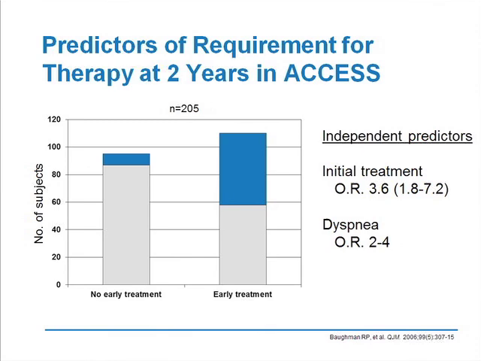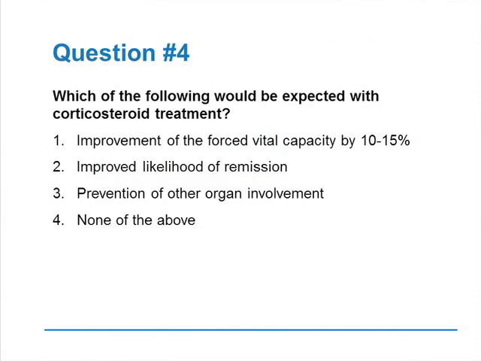If you think about treatment, you may wonder what the goal of it is, and I think it's very important that you think about what the goal is before initiating treatment. So the question is, on the next slide, which of the following would be expected with corticosteroid treatment of sarcoidosis? Number 1, improvement of the FVC by 10 to 15%. Number 2, improved likelihood of remission. Number 3, prevention of other organ involvement. Or number 4, none of the above.